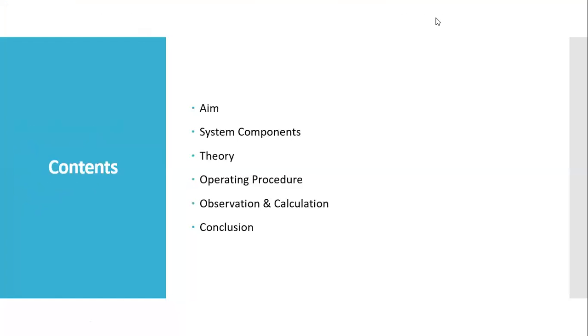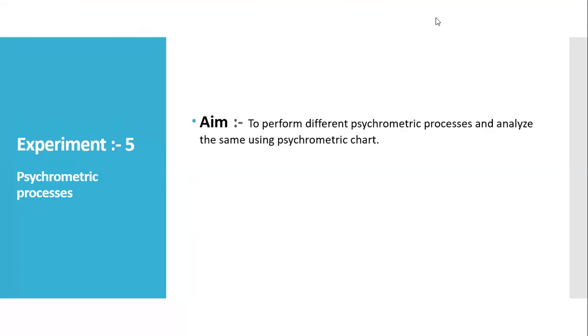So let us start today's experiment. These are the contents: aim, system component, theory, operating procedure, observation and calculation, and the last one is conclusion. This is the aim of the previous experiment, and this is also the same experiment, but there is one more thing that you have to identify. That is the reason I have not written the name over here.